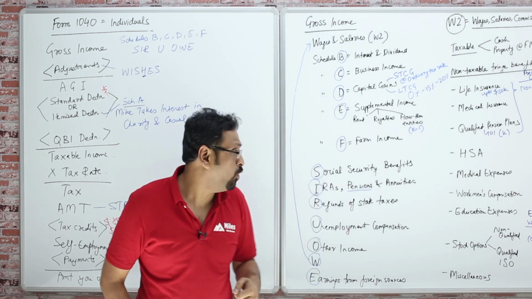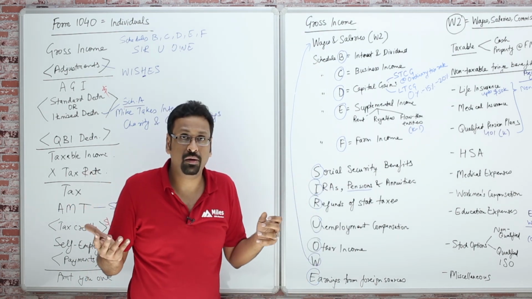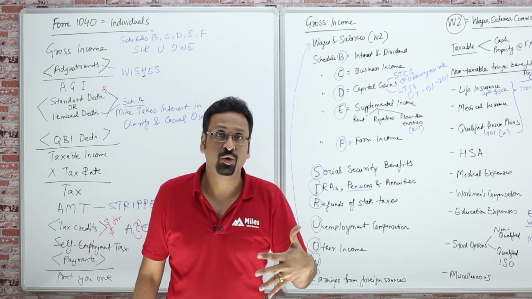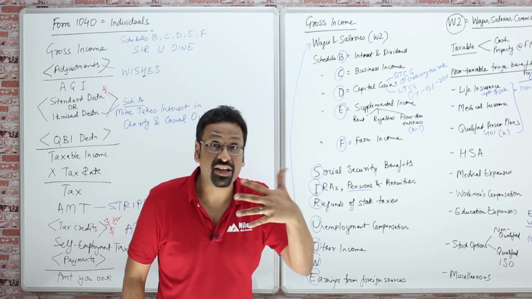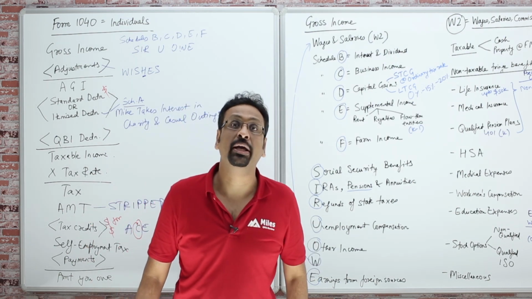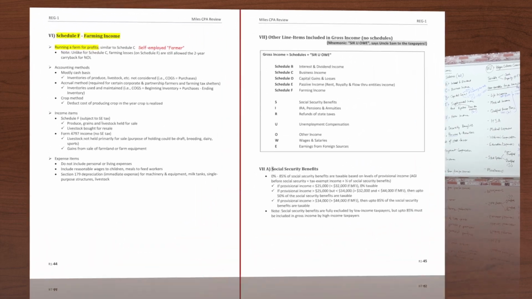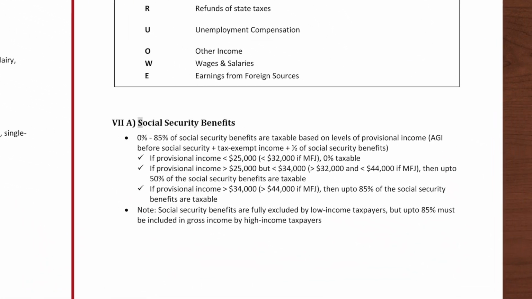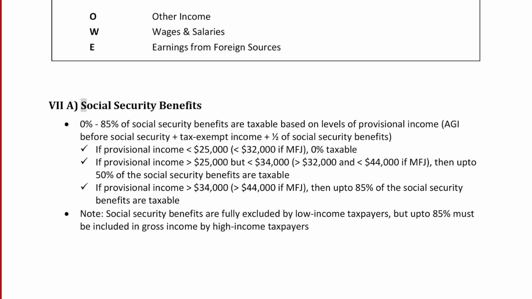For the low income folks, social security benefits may be non-taxable. But for the high income folks, social security benefits may be taxable to the tune of 85% of the social security benefits. On page 45, we are starting to look at line items included in gross income. And our mnemonic here is SIR-UO. So towards the bottom of this page, we have social security benefits, which is the S of SIR.